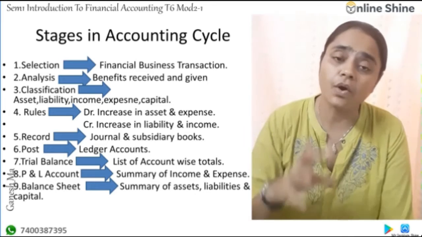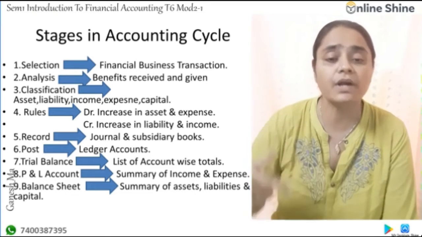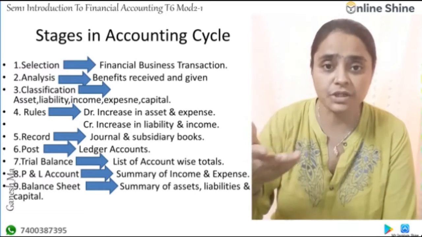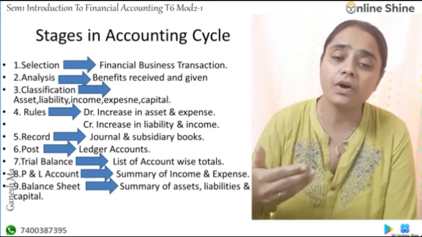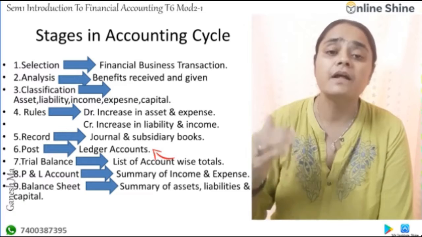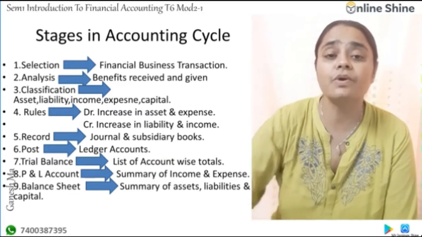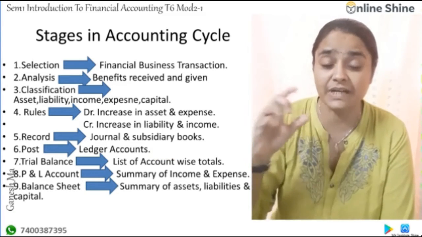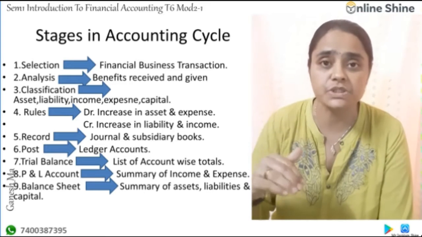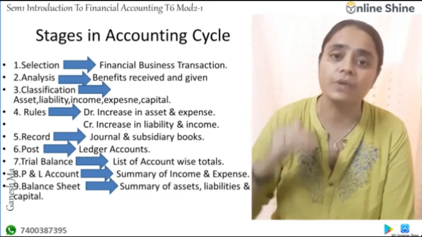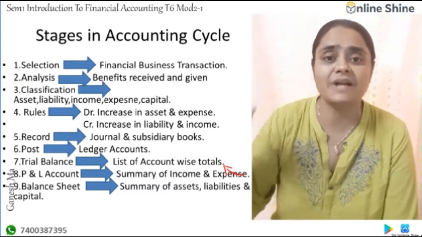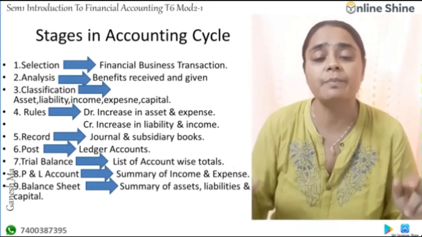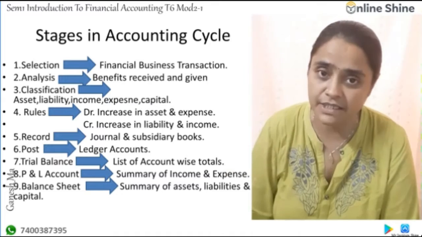The fifth stage is recording. Recording means you have to record these transactions in your journal, which is a book of prime entry, and after that in subsidiary books. After recording, you have to prepare ledger accounts of these transactions. You have to do the posting. So the next stage is the posting of the journal entry into ledger accounts. Once you post in your ledger accounts, you have to prepare a trial balance, which is a statement of all the ledger accounts, tallied.